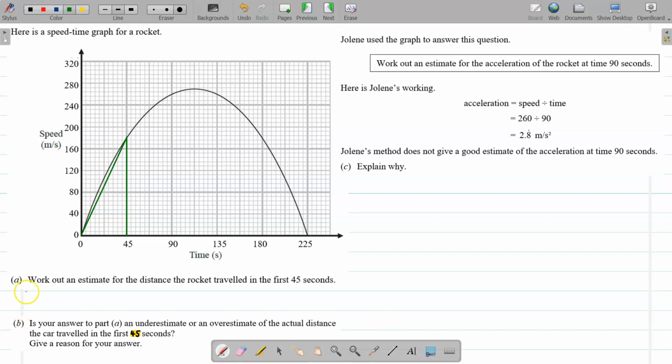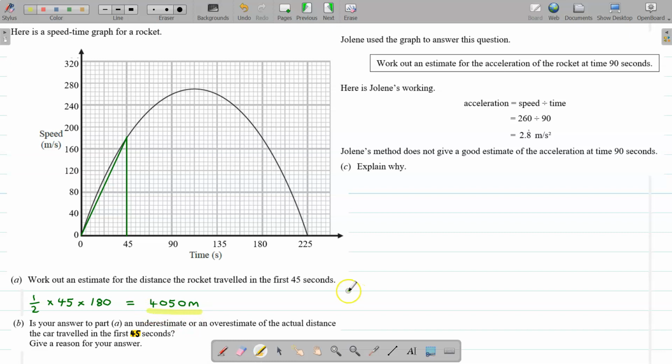Well, it's simply half base times height, so it's half of 45. Okay, so it's a half times 45 times the height, and the height of that is, well, that's exactly halfway between 160 and 200. So that's 180. Okay, and if we put that on the calculator, that comes to exactly 4050 meters. Okay, so that's the first part answered.